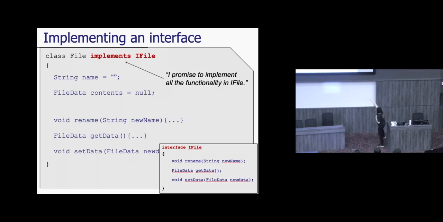Right? So I have IFile in a small snippet here, right? And remember, we promised to implement 3 methods, right? The 3 methods are rename, getData, and setData. Okay, so what that means is that when we write the code for class File, right, we have to implement the three methods that we promised. Does that make sense? Right?